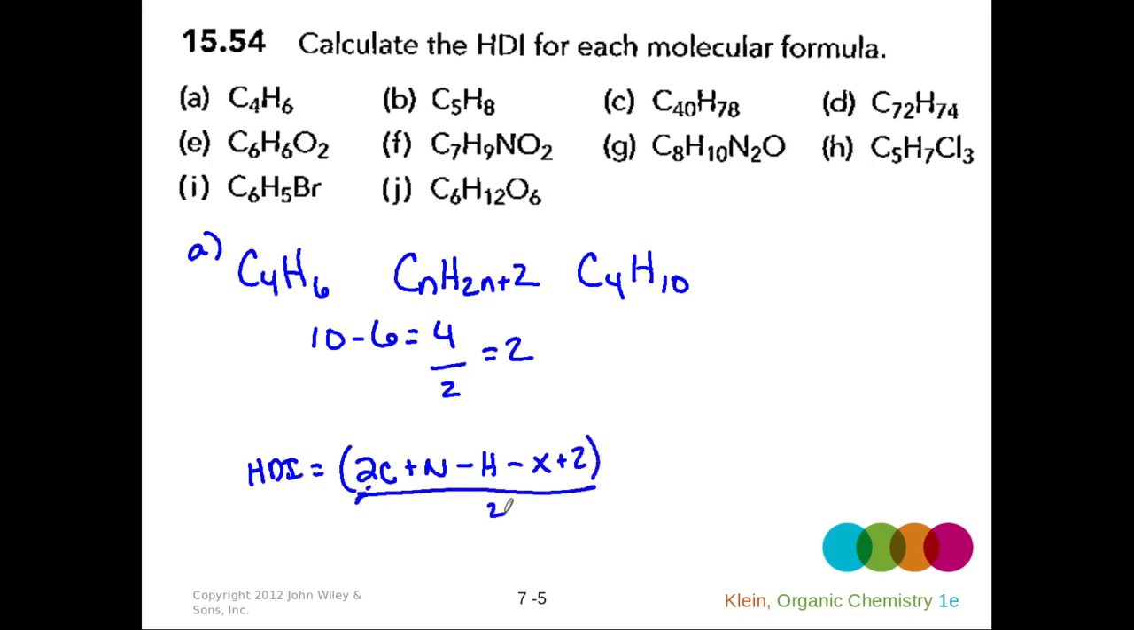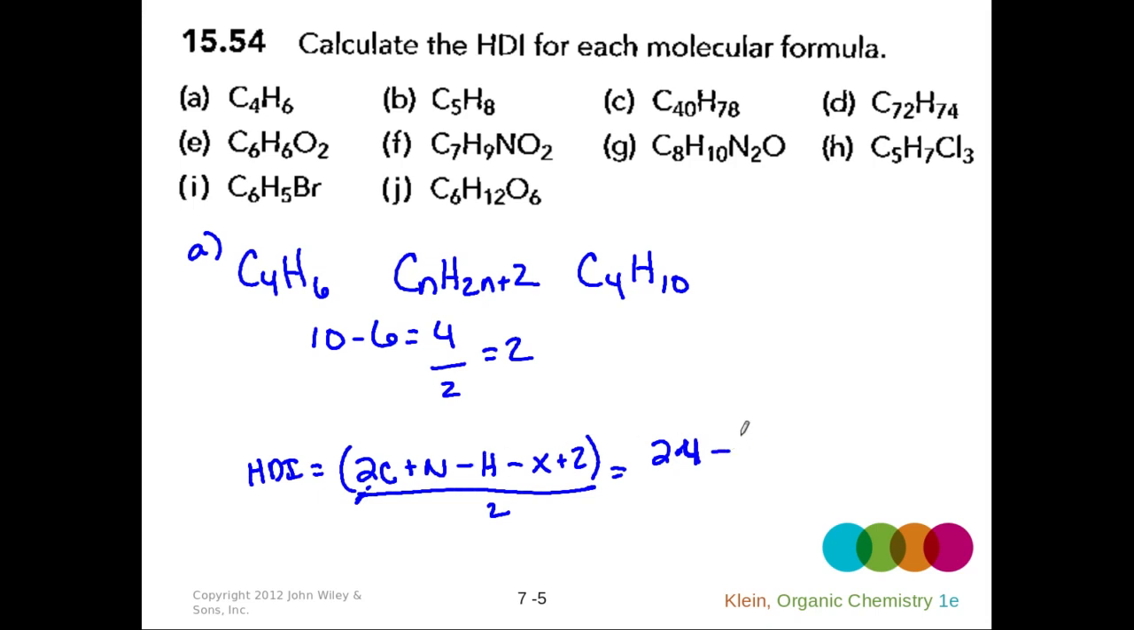No, because for every number in our HDI, we have to be missing 2 hydrogens. So for every ring or every double bond we have to be missing 2 hydrogens. So we divide that number by 2, and that gives us 2. So our HDI here is 2. But we can use the other formula to calculate it as well.